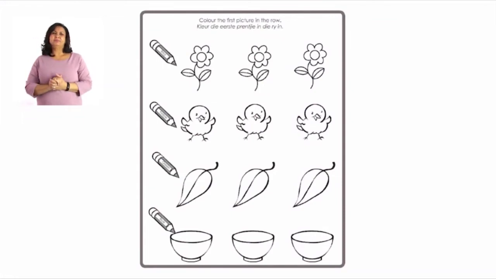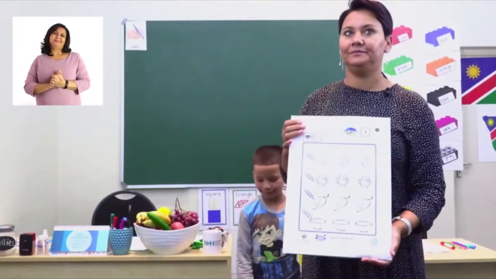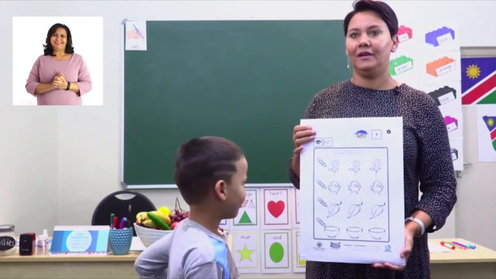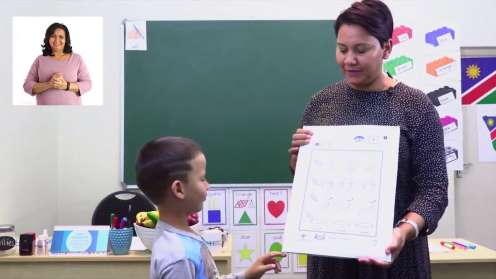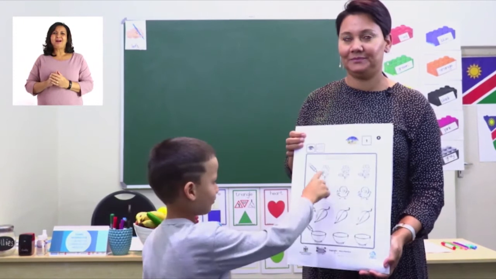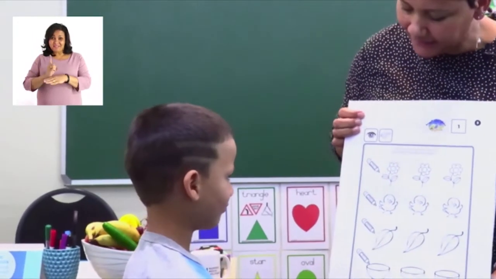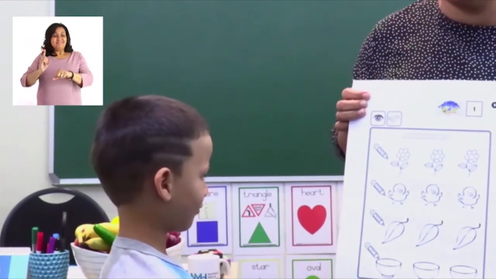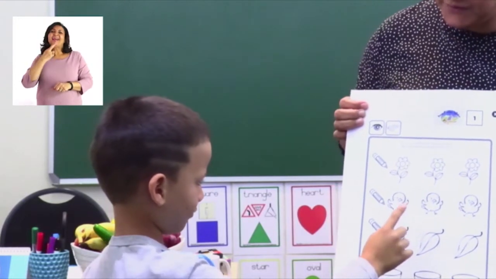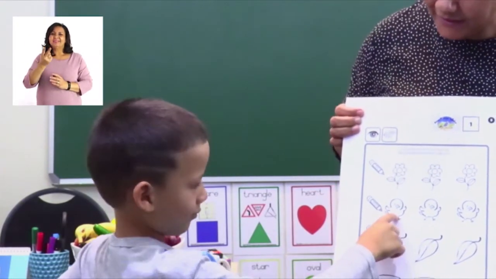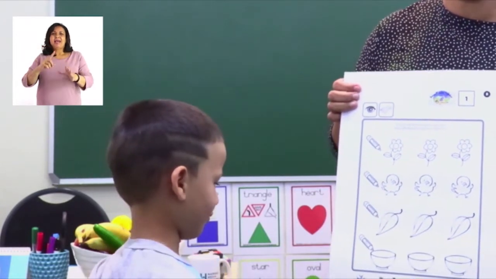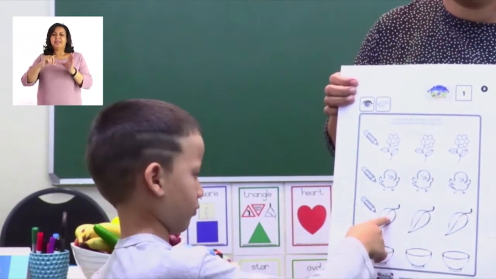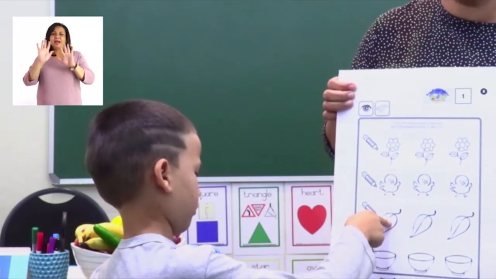I'm going to invite my friend to come and stand with me. Well, friend, I would like you to show me the first flower. Well, let's color the first flower red. Show me the first chick. Let's color the first chick yellow. Show me the first leaf. Let's color the leaf green.